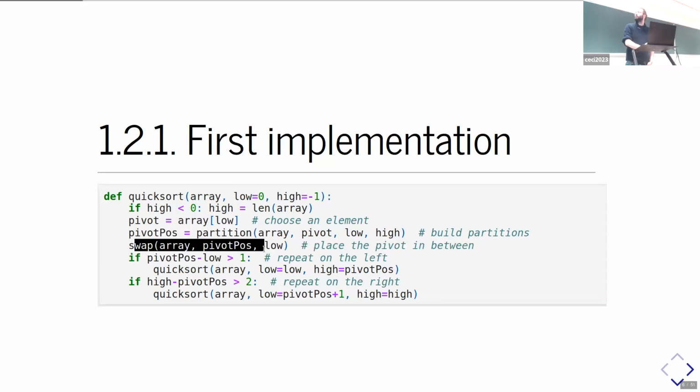I put the pivot where I should put it once I know its position, and then I just recurse. So I just call the same function that does the sorting again, but on a part that here is between the low bound and the pivot position, and then between the pivot position plus one and the high bound, so on the two subparts of the array, okay?